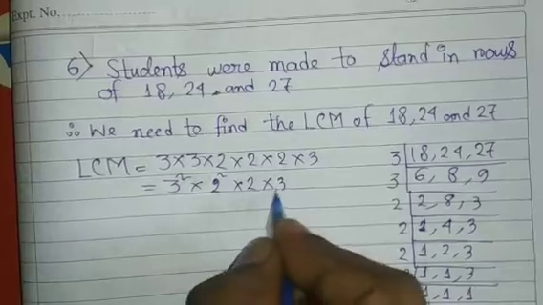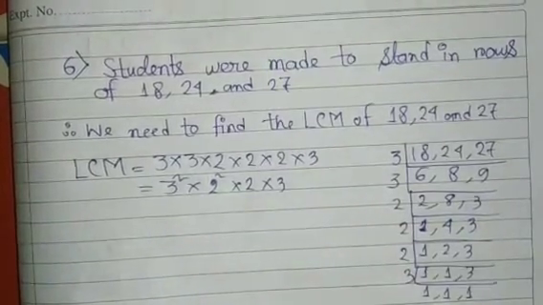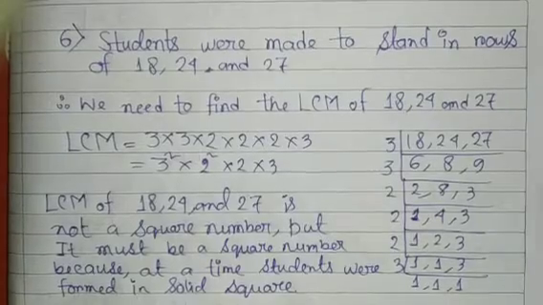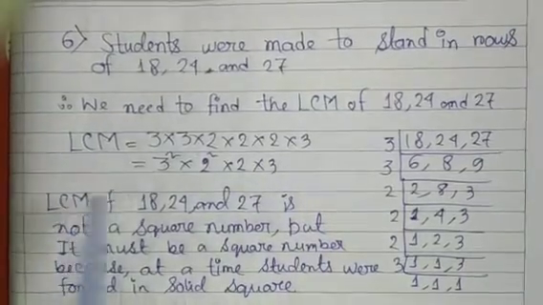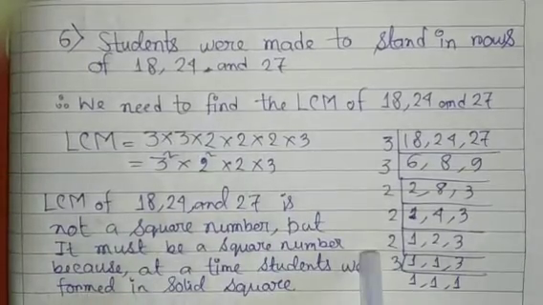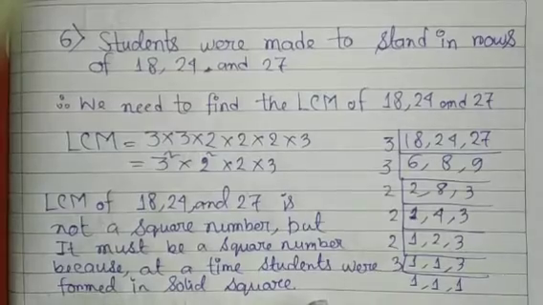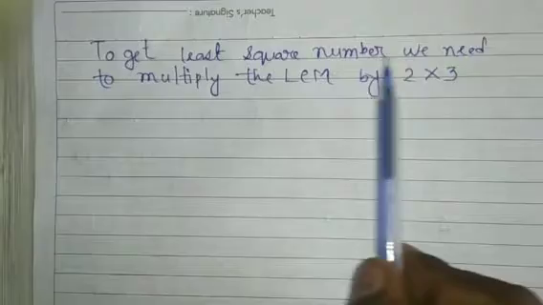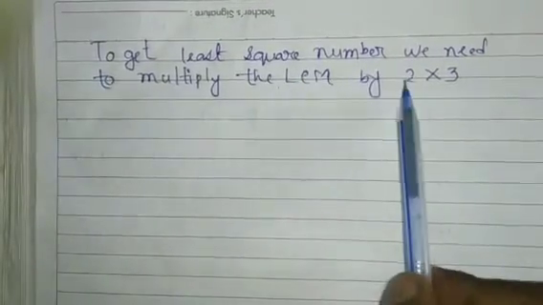Look, these two numbers don't have squares. That means this LCM is not a square number, but it should be a square number. Why? Because at a point of time, the students were formed in a solid square, right? Now, to get the least square number, we need to multiply the LCM by which numbers?